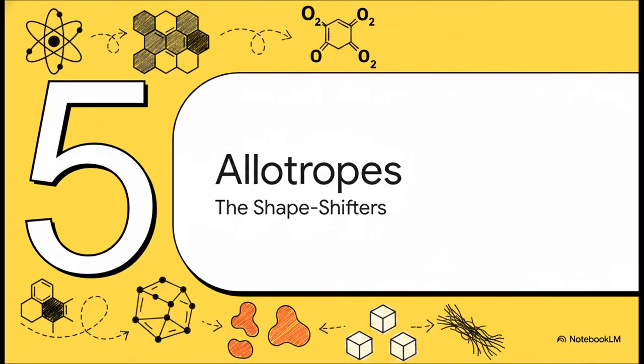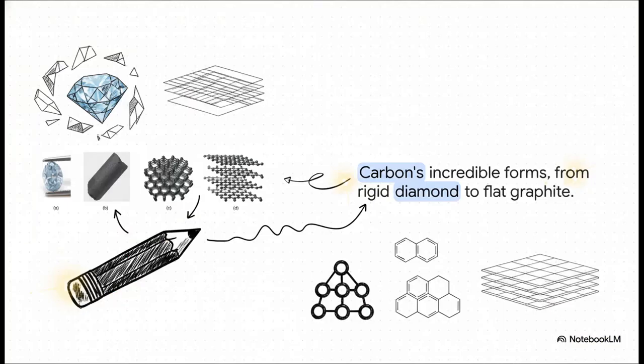And finally, Part 5, Allotropes, the shapeshifters. We have officially reached the climax of our elemental journey, a mind-bending phenomenon called allotropy. Because nonmetals can link up in different covalent bonding structures, one single pure element can take on completely, radically different physical properties. Just look at pure carbon. Depending entirely on how you arrange its atoms, you get entirely different stuff.